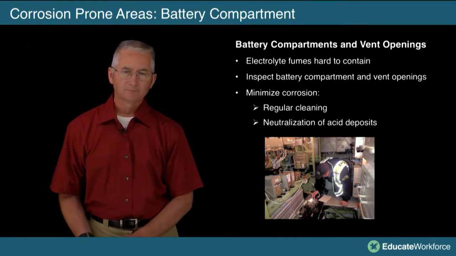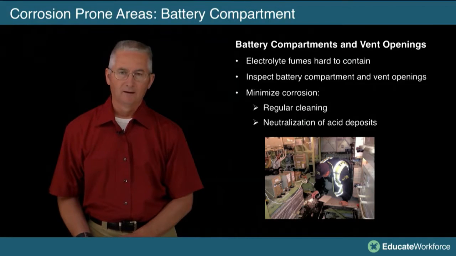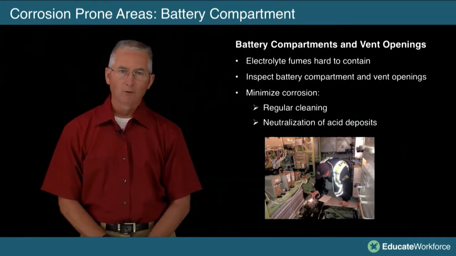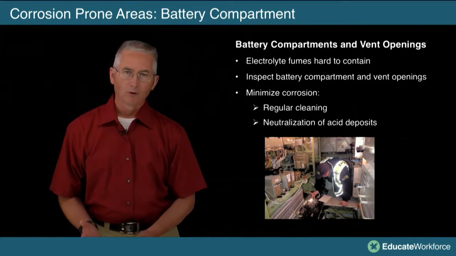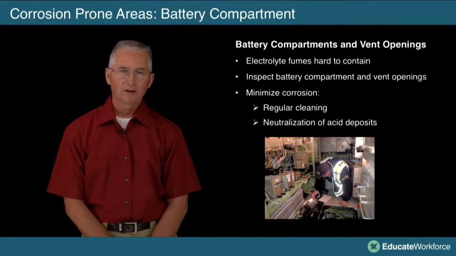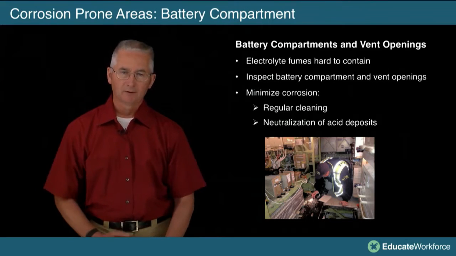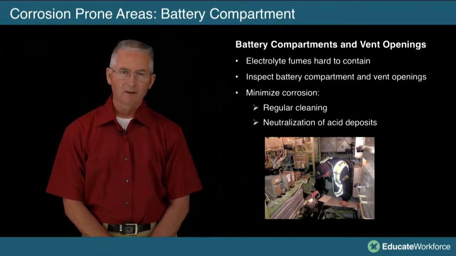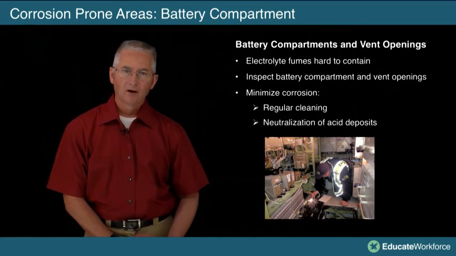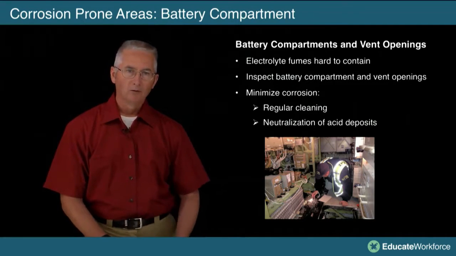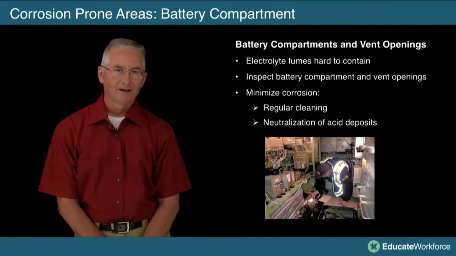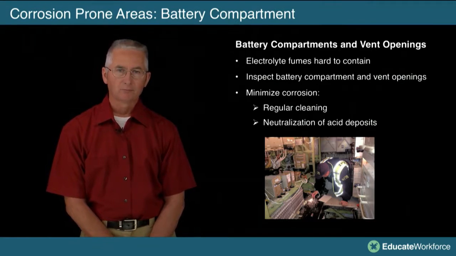If you have a NiCad battery, you'll have boric acid, and the boric acid is going to do the same thing. It'll neutralize the fumes of the NiCad battery before we release them to the atmosphere. These fumes, when they're released to the outside of the airplane, are typically going to go along the belly of the airplane somewhere, and that again is going to be another corrosion-prone area.